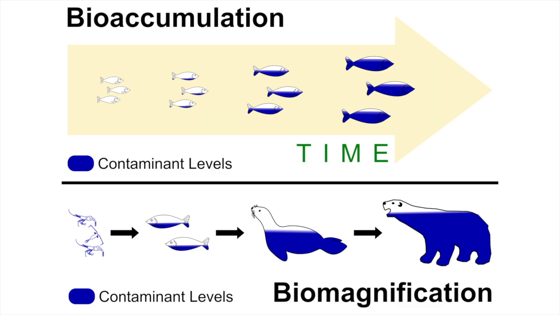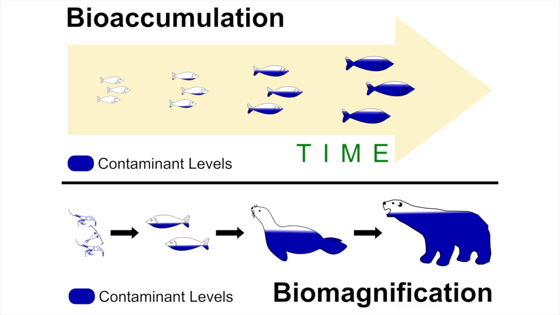So these 3 fish are the same. They've just gotten bigger with time, and you can also see that the contaminant levels increase with time. Whereas biomagnification is basically how contaminant levels are magnified throughout the food web and the food chain.